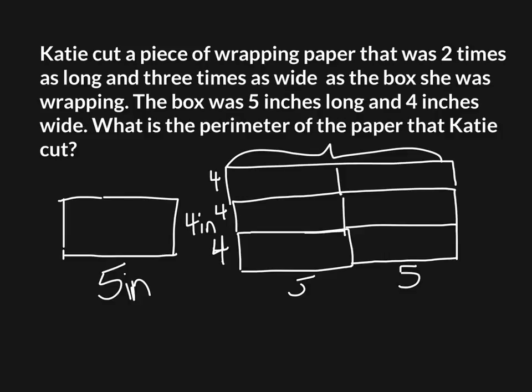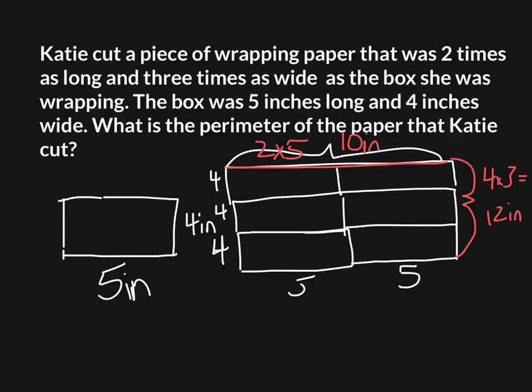This means that the total length altogether is 10 inches. And the total width altogether is 4 times 3, which is 12 inches. And this up here would have been 2 times 5, 2 times the length, and here we have 3 times the width. So now I know that my piece of wrapping paper is 10 inches by 12 inches.